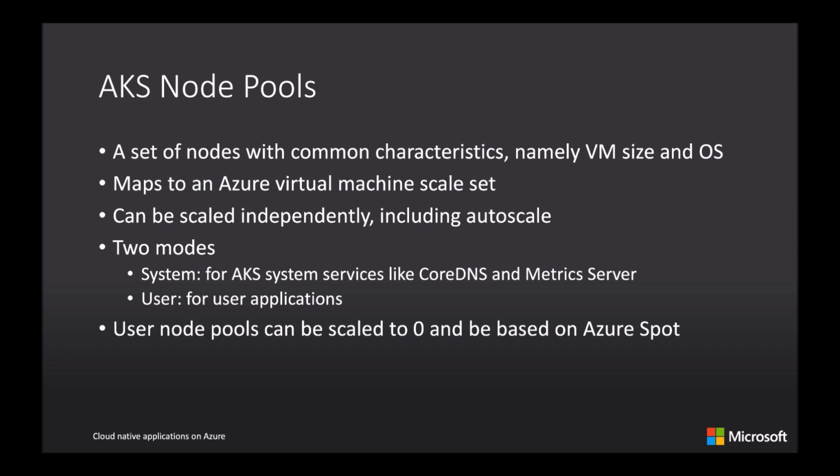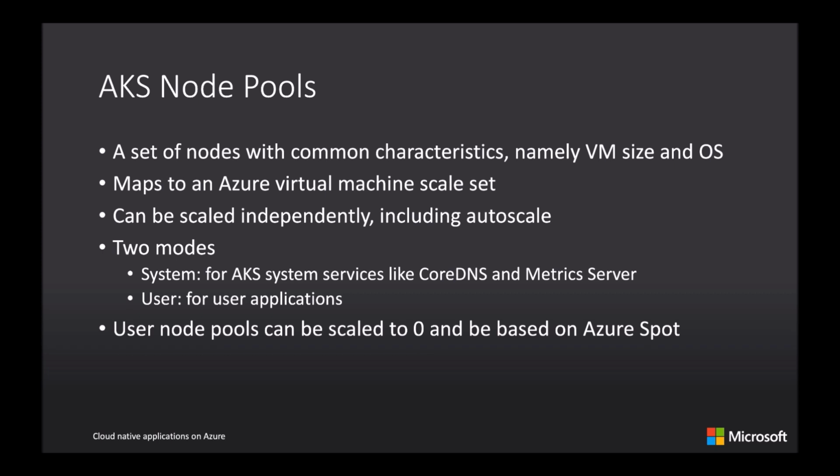The first thing you need to understand is the notion of node pools in AKS. A node pool is a set of agent nodes with common characteristics, typically the VM size and operating system, which under the hood in Azure maps to a virtual machine scale set. The beauty of node pools is that they enable you to add different forms of compute to a single cluster, each of which can be managed and scaled independently, including with autoscale.